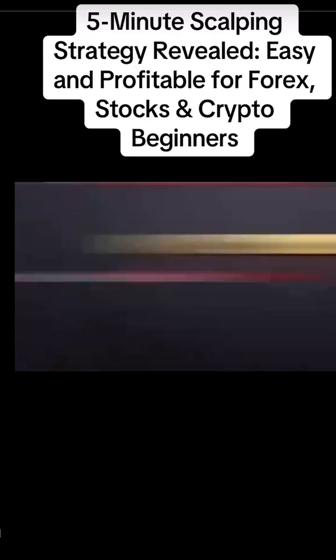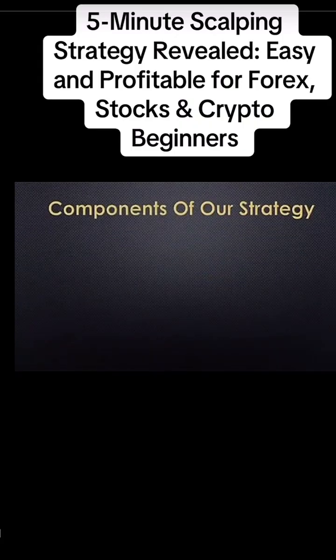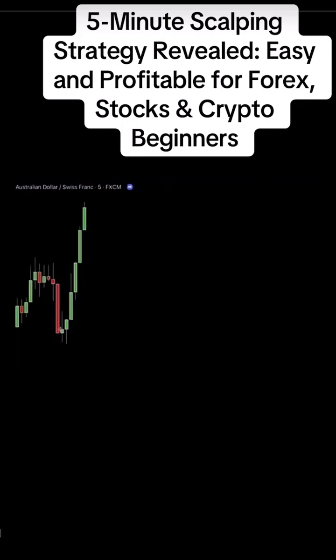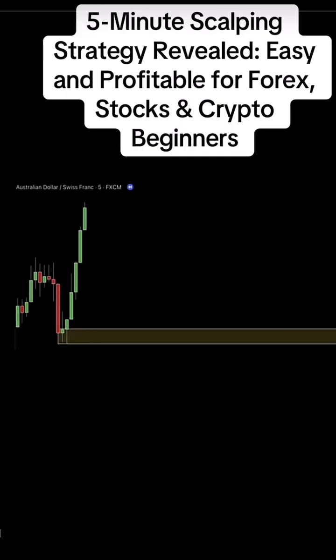Alright, now that we've covered the three key components of our strategy: liquidity areas like supply and demand zones, liquidity sweeps and price action signals. Let me walk you through this real chart example to show you exactly how to trade this powerful scalping strategy. We've identified a clear demand on the chart. Now, before placing a trade, we need to qualify the zone to ensure it's worth trading. Let's break it down. Let's look at the candle size.